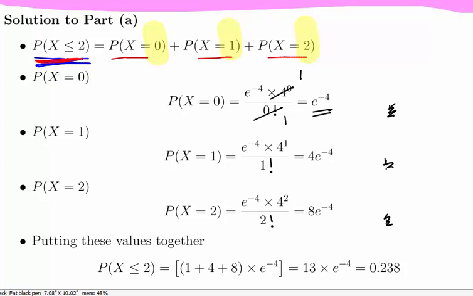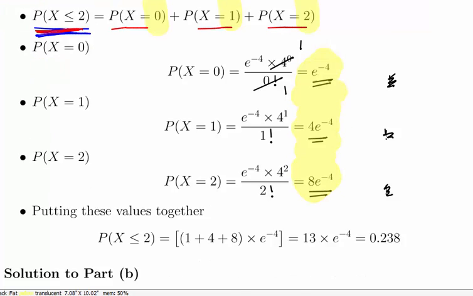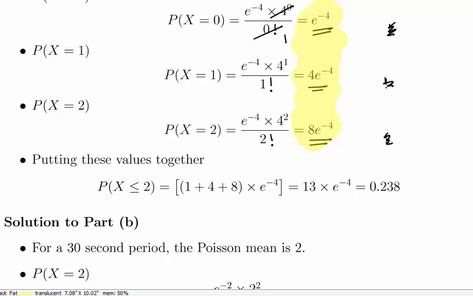4 to the power of 1 divided by 1 factorial is 4 divided by 1. And then 4 squared divided by 2 factorial is 16 divided by 2, so we end up with 8 times e to the minus 4. What I want to pick up on here is that there's a common term. If you're stuck for time in an exam situation, the approach I'm taking here of not solving everything in one go helps a lot. So to calculate the probability of x less than or equal to 2, 1 plus 4 plus 8, that is 13, times e to the minus 4.